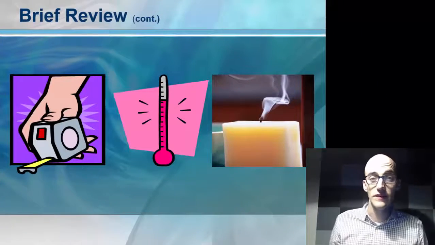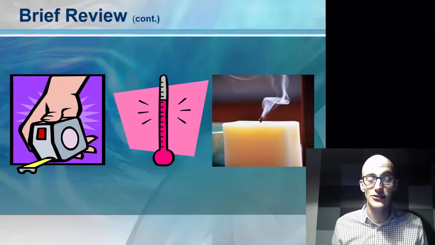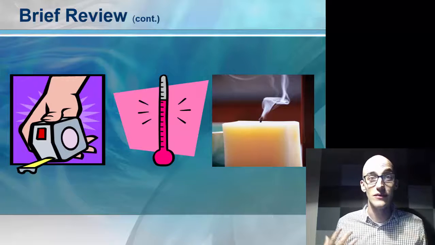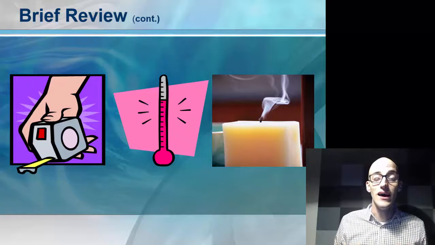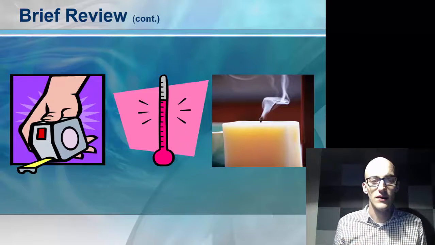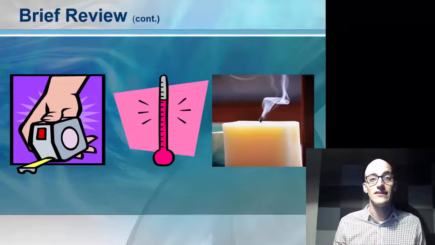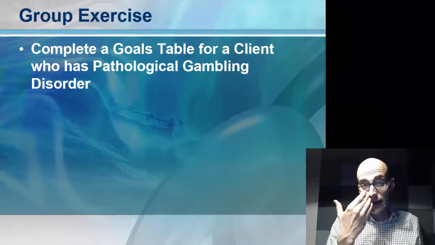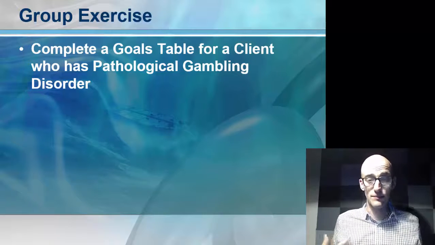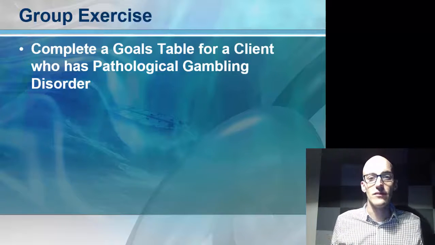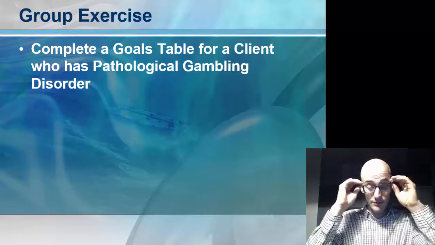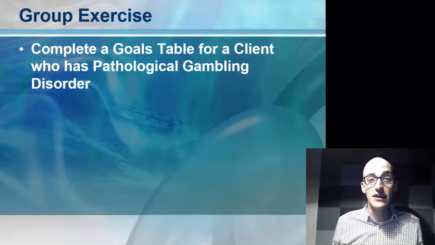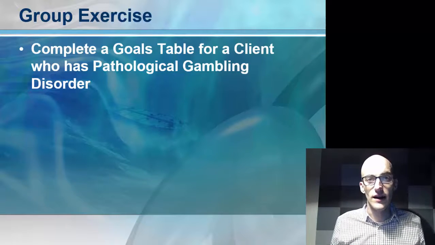So a brief review: we're trying to put a tape measure to a behavior, which can be really challenging, right? Because we can put a tape measure to my height and that'll be very valid and reliable. But when we're trying to measure behaviors, modify behaviors, or extinguish behaviors, it can be a little bit muddier, right? All right, so for your homework assignment, you're going to have to complete a goals table for a client who has a pathological gambling disorder. I shared an example of one of these in my previous video, and maybe you can use that as a foundation for your homework assignment.